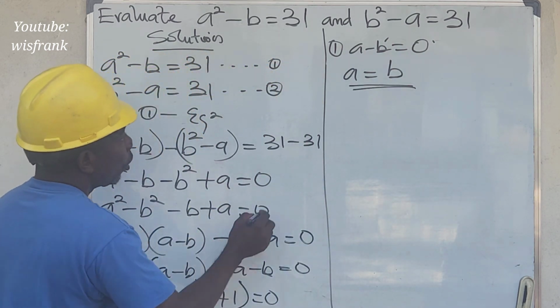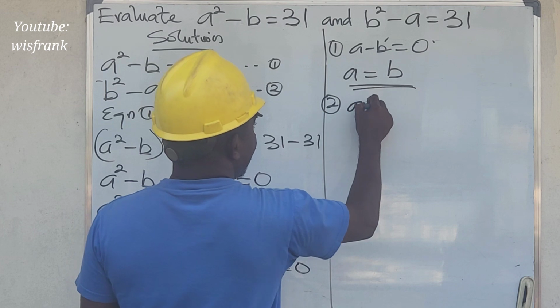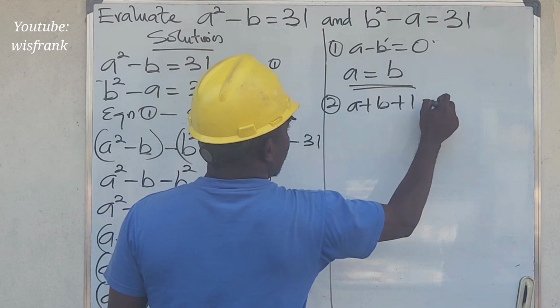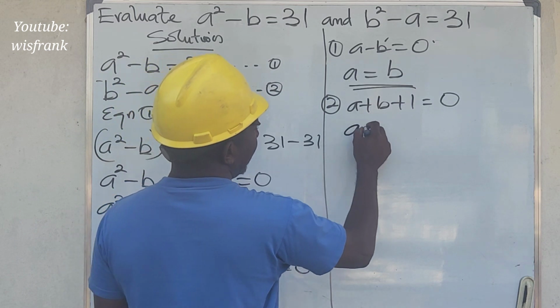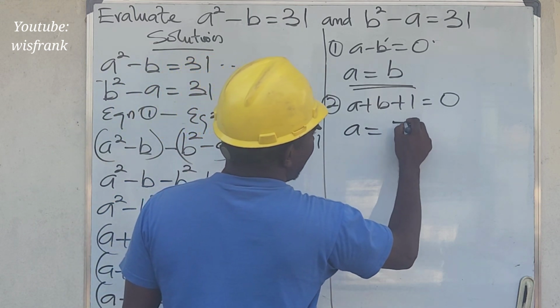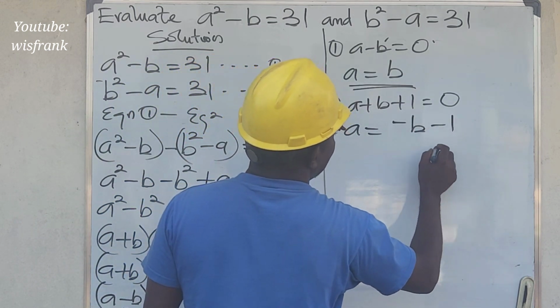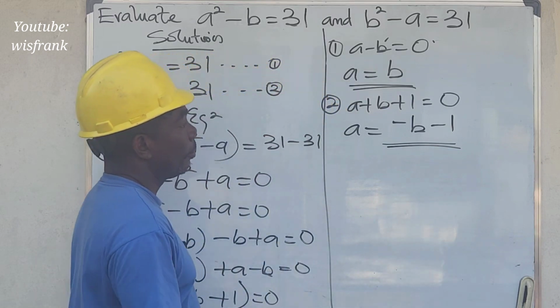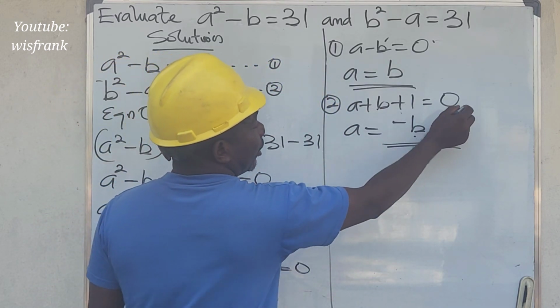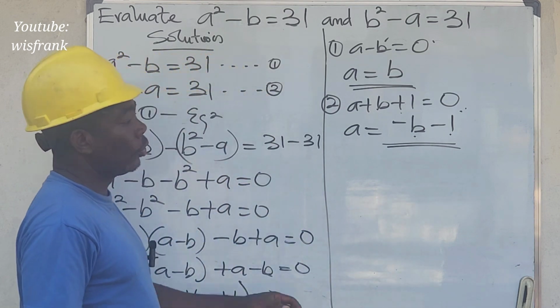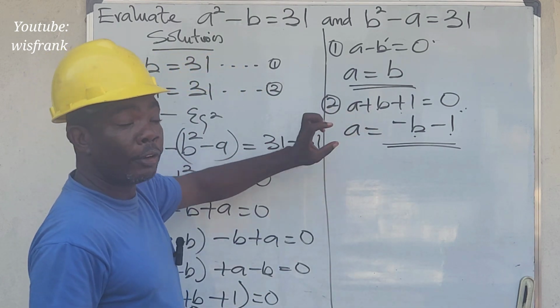Then for case 2, we have a plus b plus 1 equals 0. To make a the subject of this expression, we have a equals minus b minus 1. This is what we have for case 2, because b transferred to the other side becomes minus b, and 1 transferred to the other side becomes minus 1. So this is what we have for the value of a.